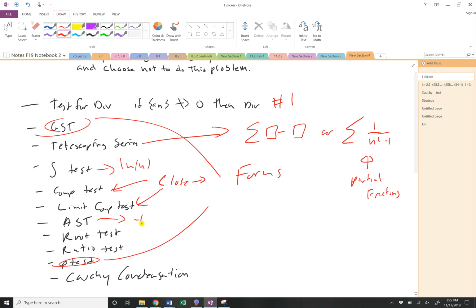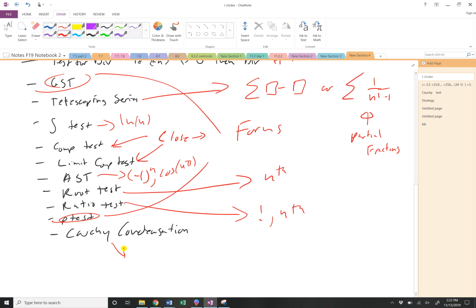Alternating series: a big clue is if you've got a minus 1 to the n or something like that, or cosine of n pi, things like that. And root test and ratio test. If you've got factorials or lots of nth powers, then the ratio test. Root test, you've got nth powers. And the Cauchy condensation, the natural log is another clue that might be helpful.